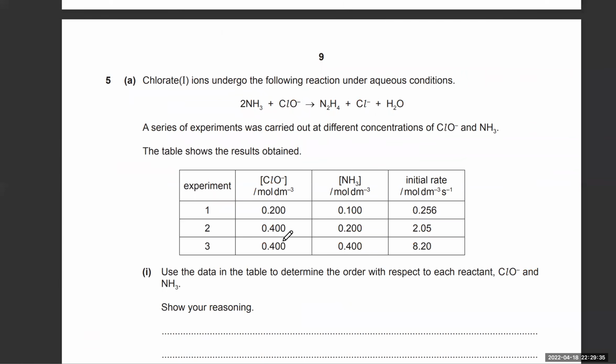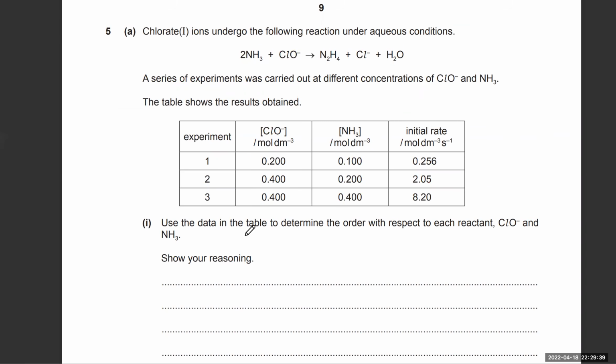So this one is question number 5. There's an equation given. Use the data in the table to determine the order with respect to each reactant. If I want to figure out the order with respect to, let's say, NH3, which 2 experiments should I compare? 2, 3. Okay, because I want to keep the other variables constant. So in 2, 3, ClO minus 1 is constant, so it's not going to affect the rate.